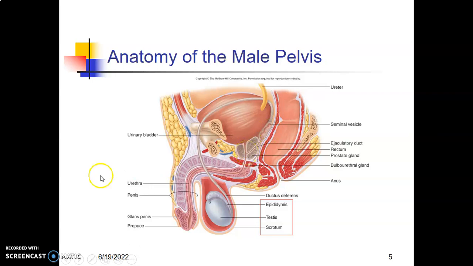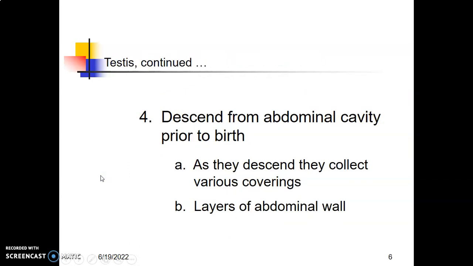Okay, so the testis develops embryonically in the abdominal cavity, and then the testis descends from the abdominal cavity into the scrotum through the inguinal canal. As they descend, they collect the various peritoneal layers, and that's what we call the processus vaginalis, the invagination of the peritoneum through the inguinal canal into the scrotum.